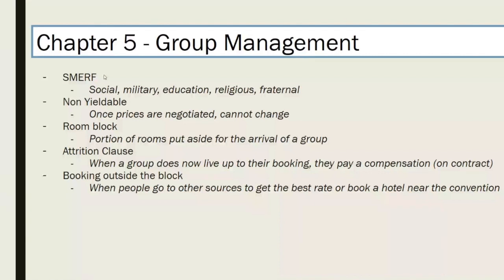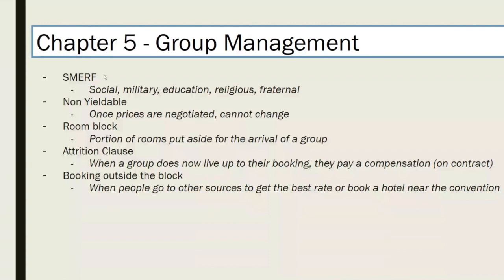A room block is essentially the portion of a hotel's inventory, so how many rooms a hotel has, that is set aside for a particular period of time for a client. So for example, a company calls me and wants 50 rooms. I would block 50 rooms for that company, right? It's just putting it aside so that these 50 rooms are not touched. They're not used in any way. They are reserved for a group, and they're normally under a firm agreement and for a set period of time.